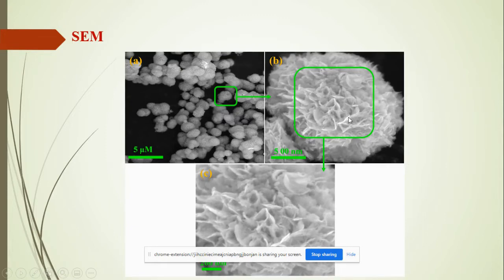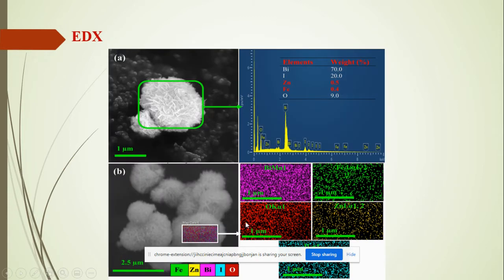So magnified images show the porosity, large porosity and large pore volume of the material by assembling the nanosheets together. EDX images show that both metals are equally distributed over the surface of the bismuth oxyiodide sphere.